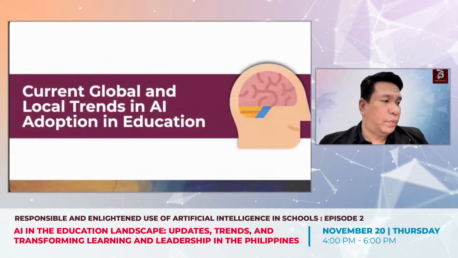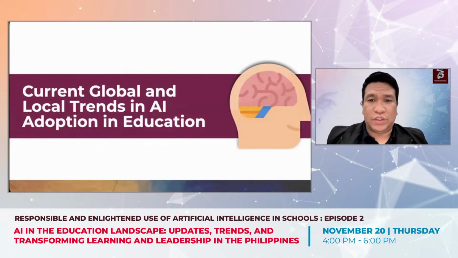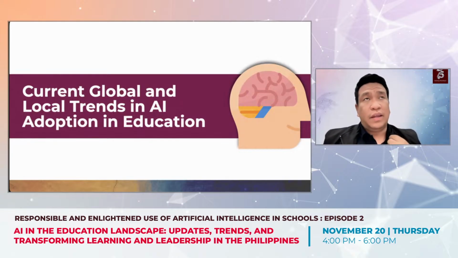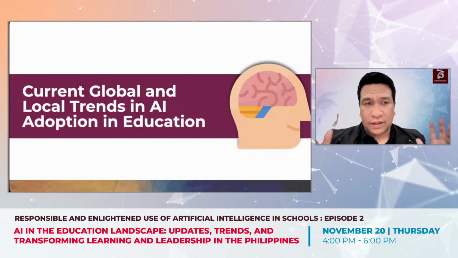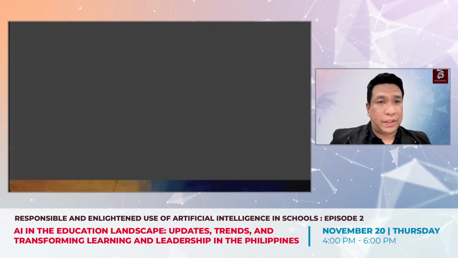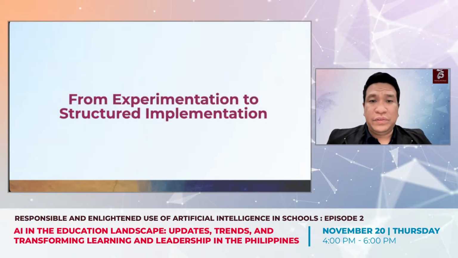Currently, what are the global and local trends in AI adoption in education? So the global trend, so ChatGPT came out around December, was it 2022 or 2023? I think those are the times that ChatGPT was made public, so for people to access. And let's see, what are the current global, where are we heading now after 2 to 3 years of experimenting with the initial and the current form of AI? Where are we right now? So apparently this is what's happening right now. We're now moving from experimentation to structured implementation.